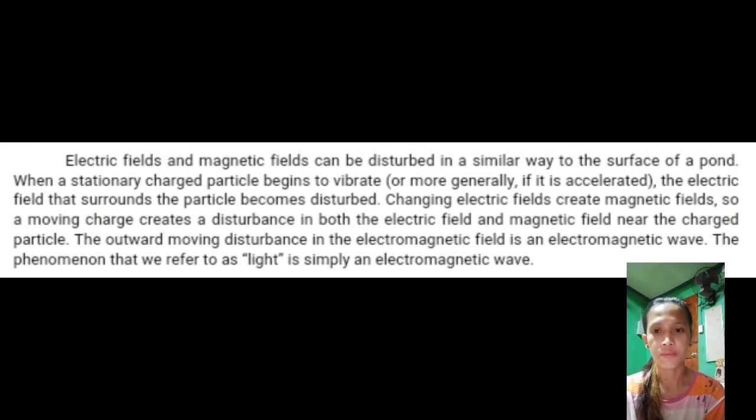Furthermore, electric fields and magnetic fields can be disturbed in a similar way to the surface of a pond. When a stationary charged particle begins to vibrate, or more generally, if it is accelerated, the electric field that surrounds the particle becomes disturbed. Changing electric fields create magnetic fields. So, a moving charge creates a disturbance in both the electric field and magnetic field near the particle. The outward moving disturbance in the electromagnetic field is an electromagnetic wave. The phenomenon that we refer to as light is simply an electromagnetic wave.